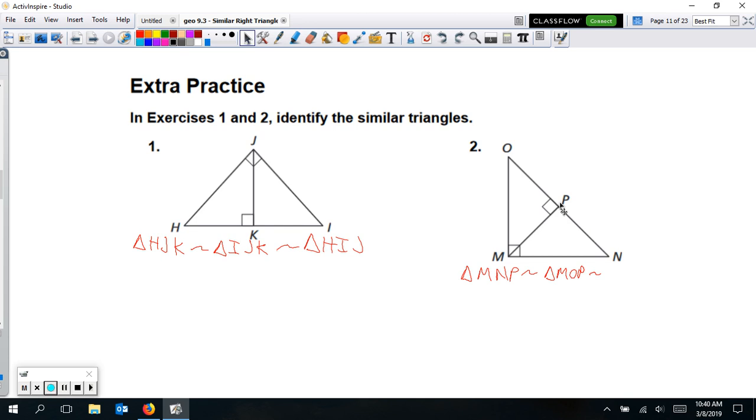And then we do the biggest one. The hypotenuse of the biggest one is N to O. So we could just do it like that. NO and then to M. So NO and then back to M gives us that same configuration of the letters. Just make sure you're doing the right thing there with the configuration.